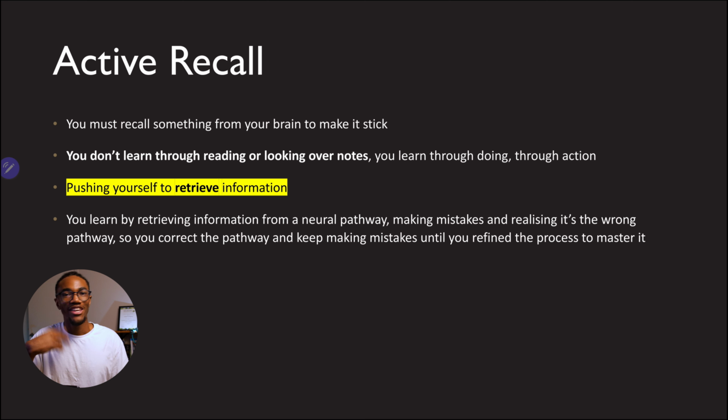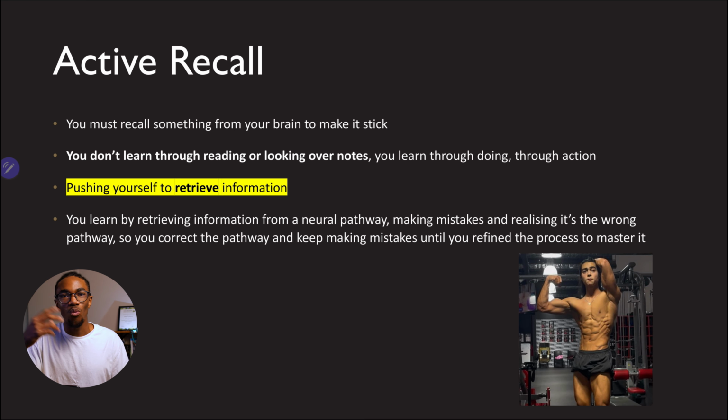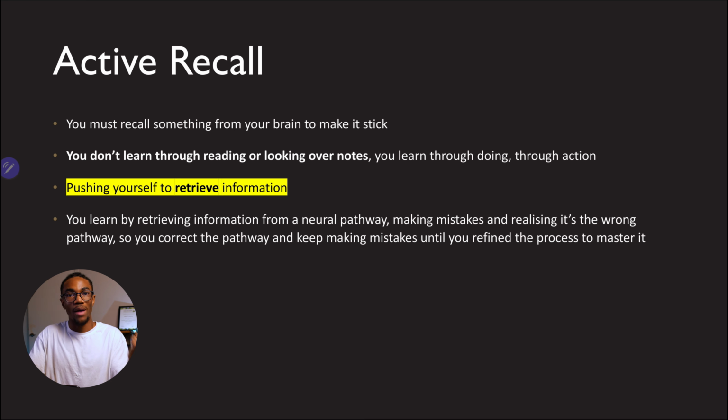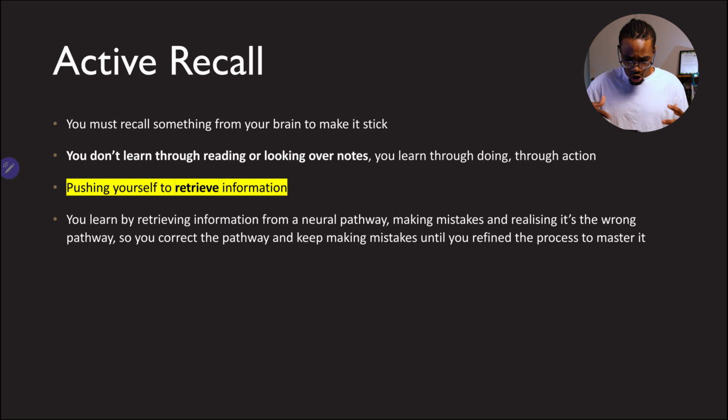For example, you don't get Brendan Wong fit by just watching his montages online. You get Brendan Wong fit from actually doing the reps that he says. In the same way, you don't get smart by just looking at ACM tuition videos online. You don't get smart by looking at Khan Academy videos online. You get smart by doing the reps and doing the questions. You learn by retrieving information from the neural pathway, by making mistakes and realizing it's the wrong pathway. So you correct the pathway and keep making mistakes until you refine the process to master it.